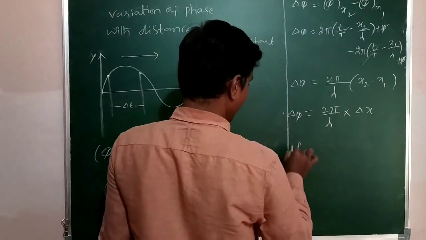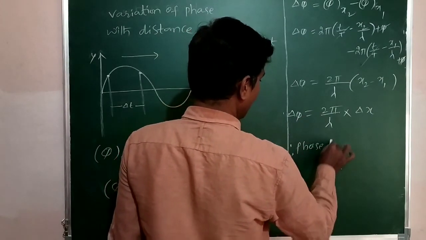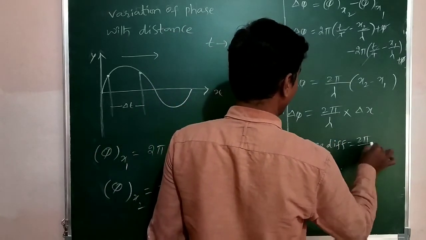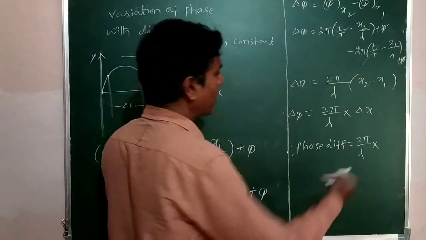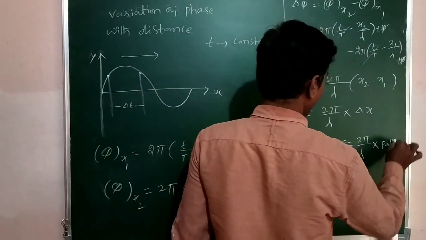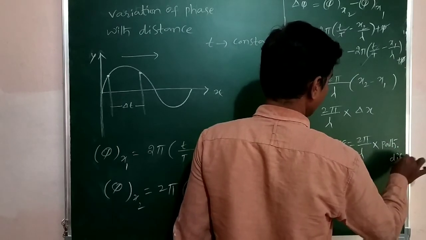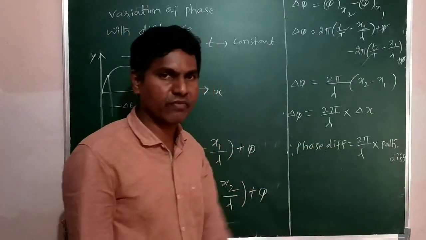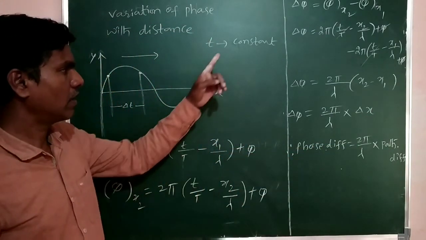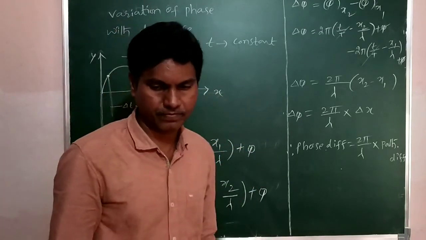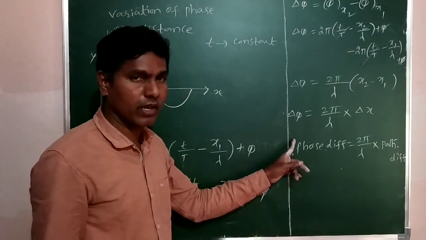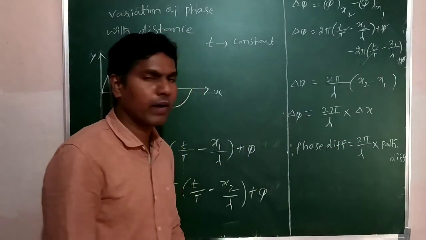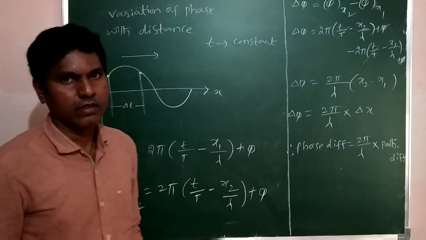So finally, this is the phase difference. Phase difference is equal to 2 pi by lambda into path difference. Write these equations. So the final formula is: phase difference is equal to 2 pi by lambda into path difference. Thank you very much.